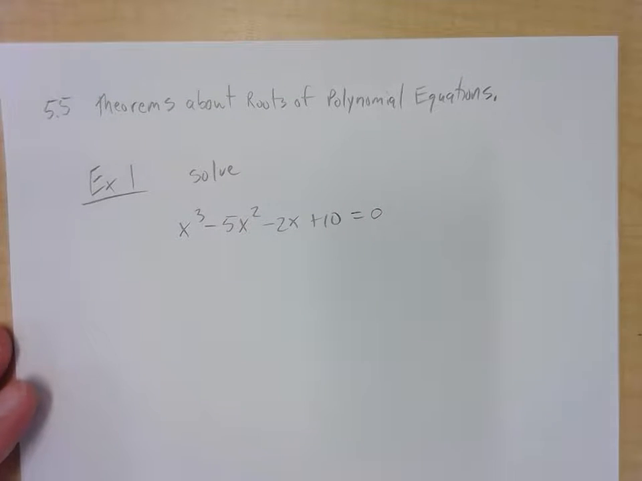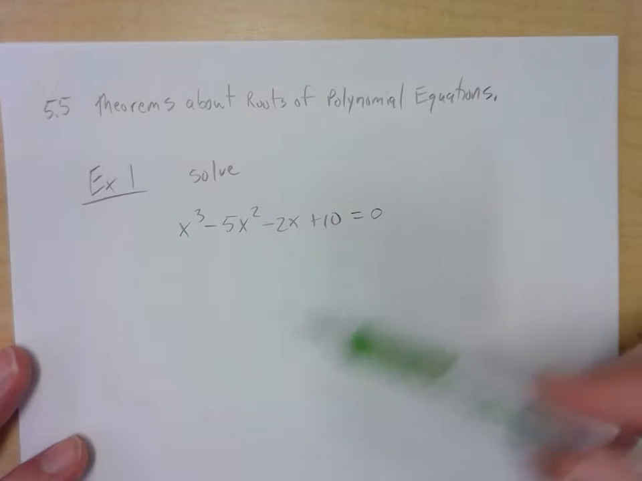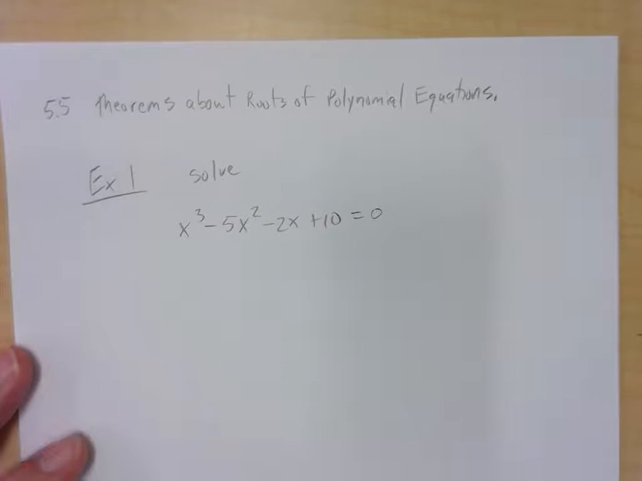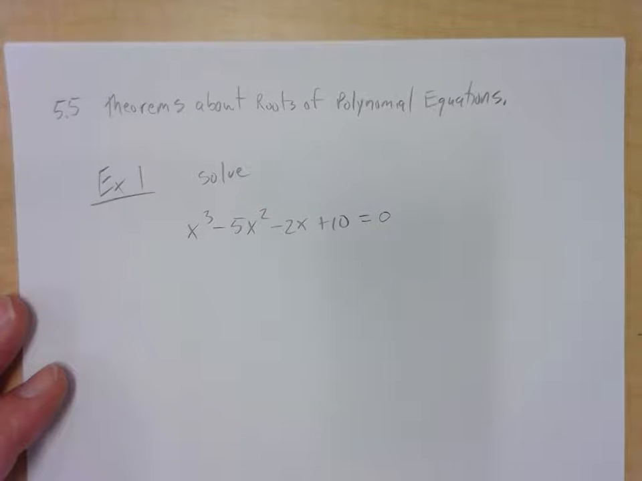Welcome to section 5.5, theorems about the roots of polynomial equations. We're going to focus on the rational roots theorem to solve a higher level polynomial. We need a way to crack the code on this cubic polynomial. We need to figure out how to factor it, and the rational roots theorem does just that. It lets us guess how to factor this, and it's basically a guess and check type situation.